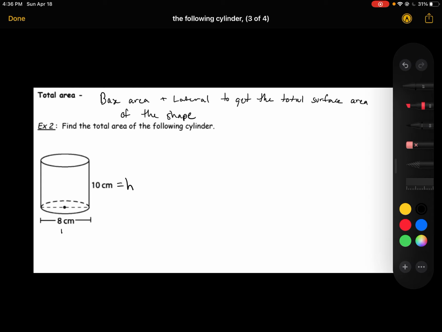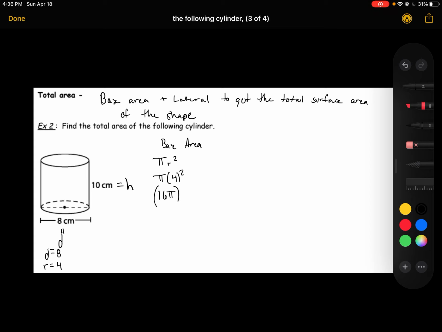So we'll do one final example here. And again, a good example because the previous two we did had radiuses given. This time we're going to have a diameter given. So 10 is our height. 8 this time goes all the way across the circle, so be careful. This is a diameter. So if our diameter equals 8, remember that our radius is half of that, so it must equal 4.